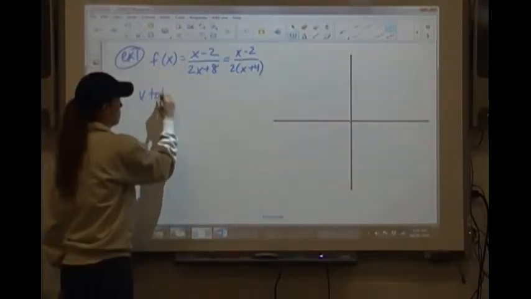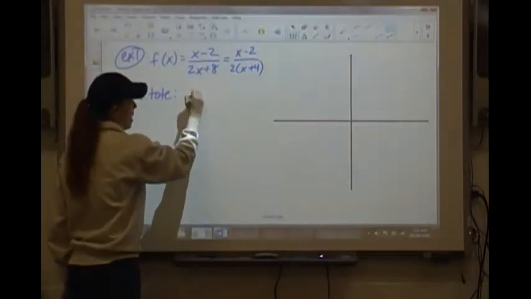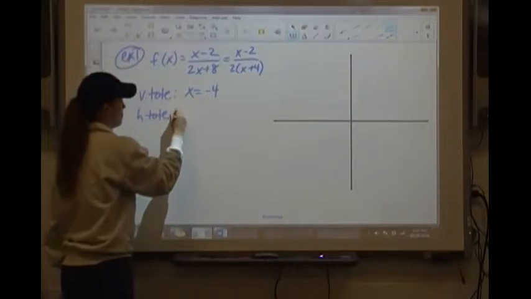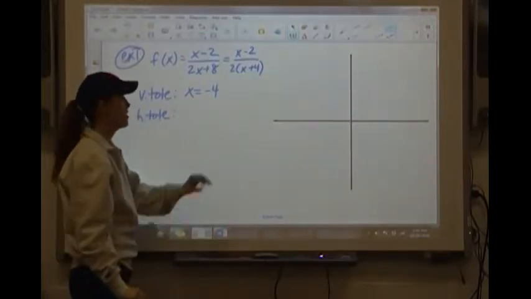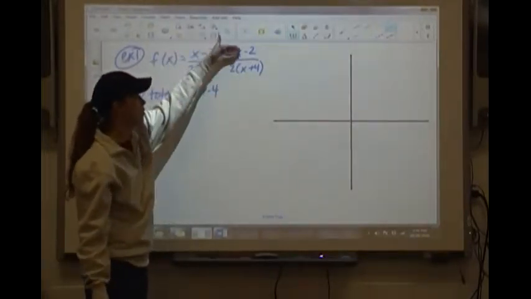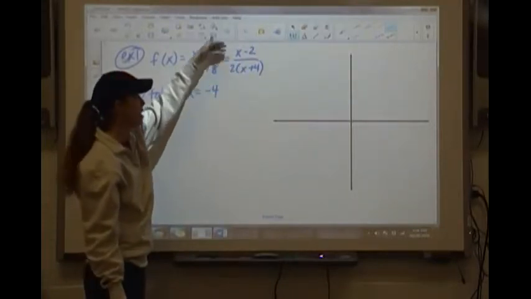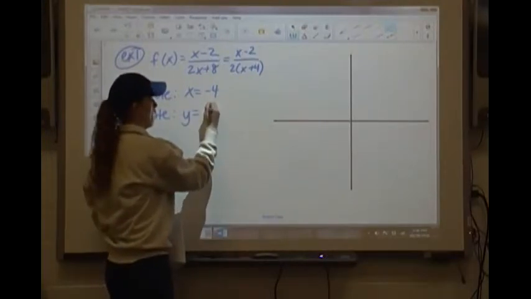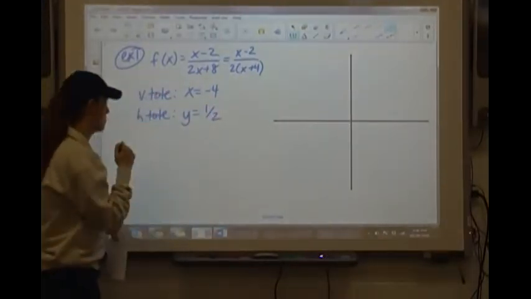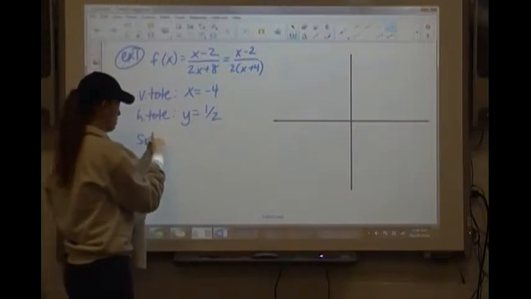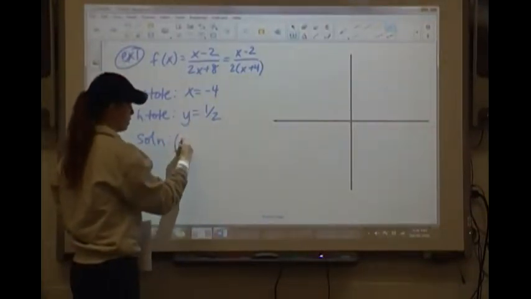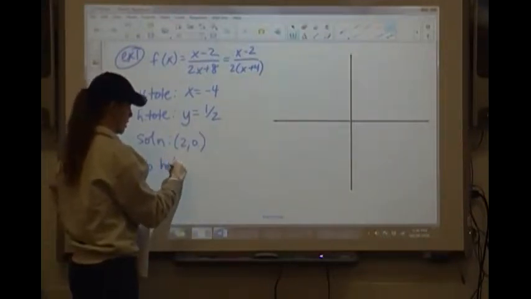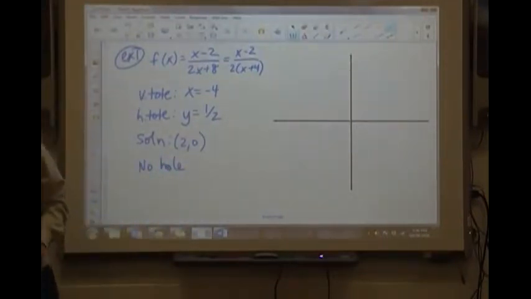We've got our vertical asymptote. That is at x is equal to negative 4. We've got a horizontal asymptote. In this case, we have a degree that is equal heavy. We have a degree of 1 and a degree of 1, so we're looking at those coefficients. We have a 1 in front here and a 2 here. So y equals 1/2. So we're going to graph that at 1/2. We do have a solution of 2, 0. And then we don't have a hole in this case for right now. We'll get to holes a little bit later.